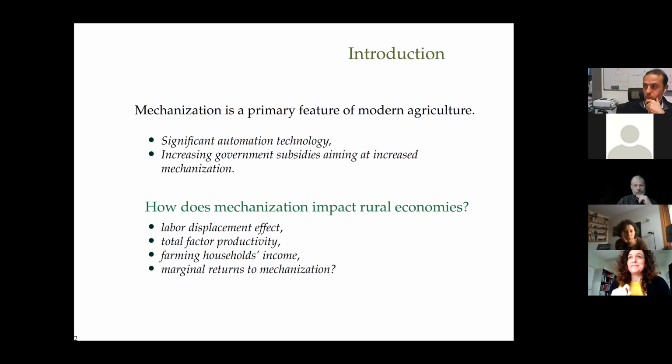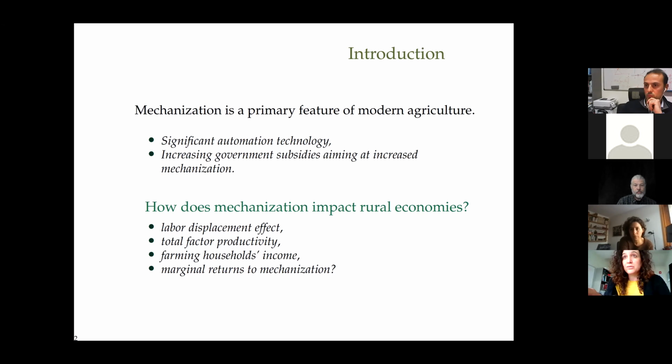So what we're going to do in this project is we're going to try to scratch the tip of the iceberg. We're not going to fully answer that question, but we're going to start somewhere. So we're going to think about how mechanization impacts the rural economies with a particular focus on a labor displacement effect, on measuring this labor displacement effect, on trying to understand total factor productivity changes in response to mechanization, farming households' income, and as I said at the beginning, the marginal returns to mechanization. Now, this is a very important input if you want to think about the process of structural change and the impact of technology adoption on structural change more broadly, although this is not going to be part of the project that I'm describing. So what did we do to estimate these marginal returns?